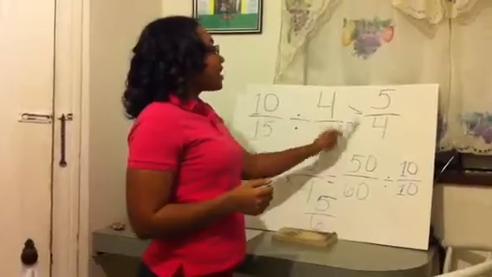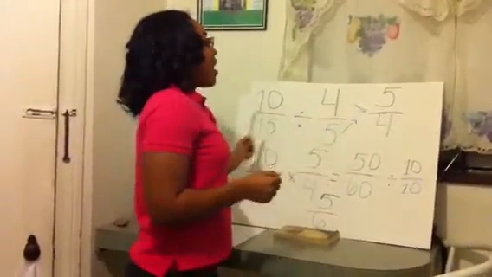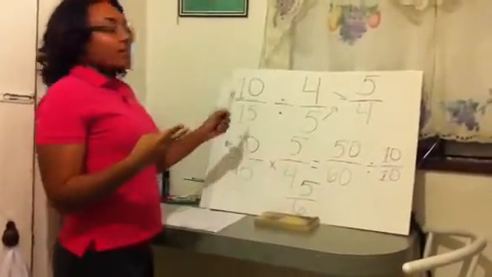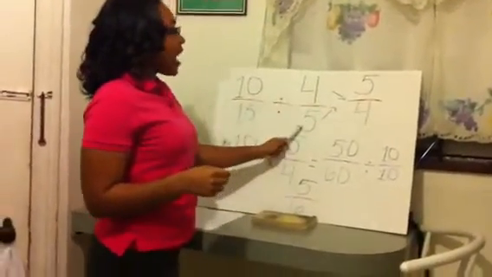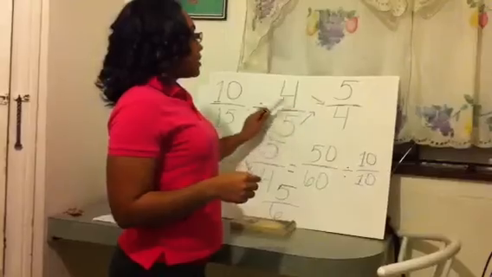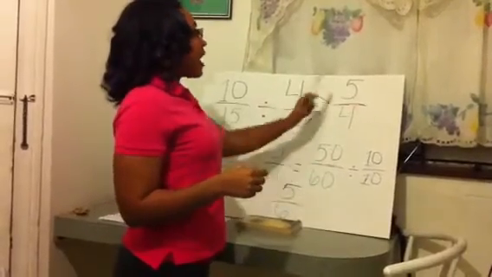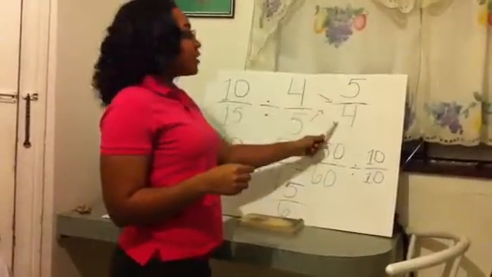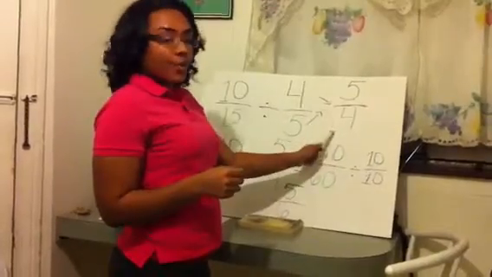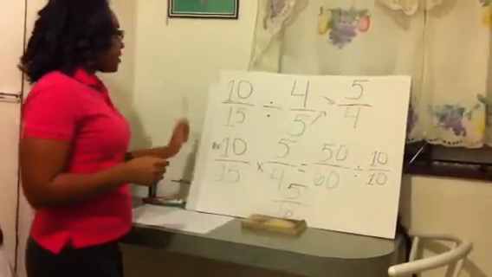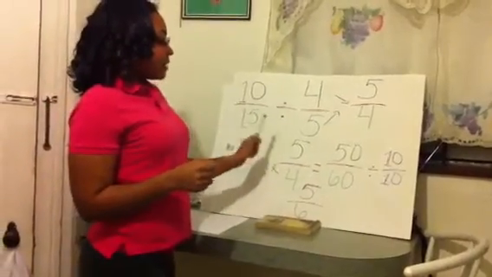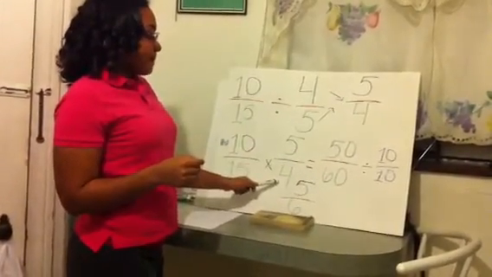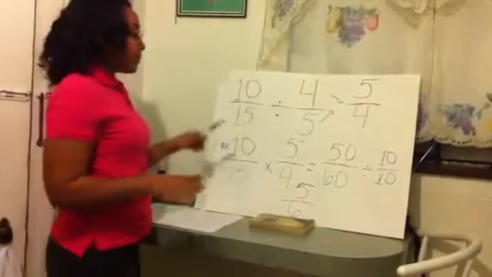Next you want to find the reciprocal. But a reciprocal is the fraction flipped. So, you have 4/5. You switch the numerator and denominator. So now your new numerator is 5 and your new denominator is 4. So 10/15 times 5/4 is your new problem.